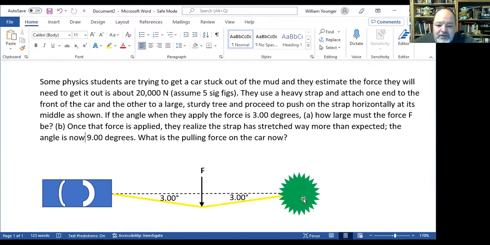So the way I'm going to attack this is I'm going to make a free body diagram for this point on the rope right here where the F is touching. I have to do it that way because that's the only place where F and the tensions are actually being applied. So notice I have a tension pulling up and to the left from the car, and I have the same tension pulling up and to the right, pulling towards the tree, and then I have the force F pointing down, and that's what I want to know. So we've got all our figures, 3 degrees, 20,000 newtons, and then later it turns to 9 degrees. So let me stop share and let's solve the problem.